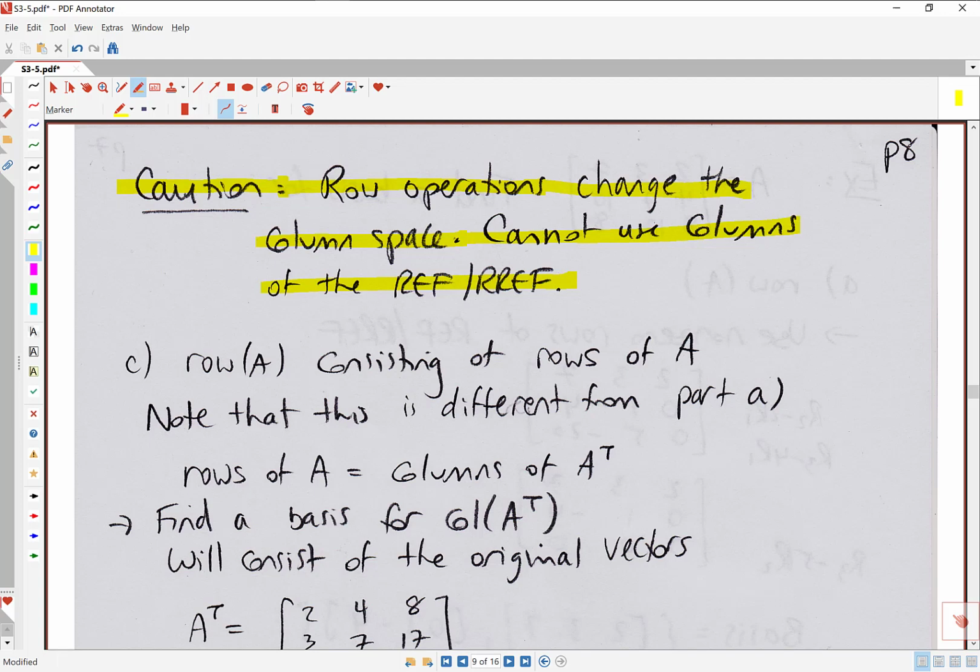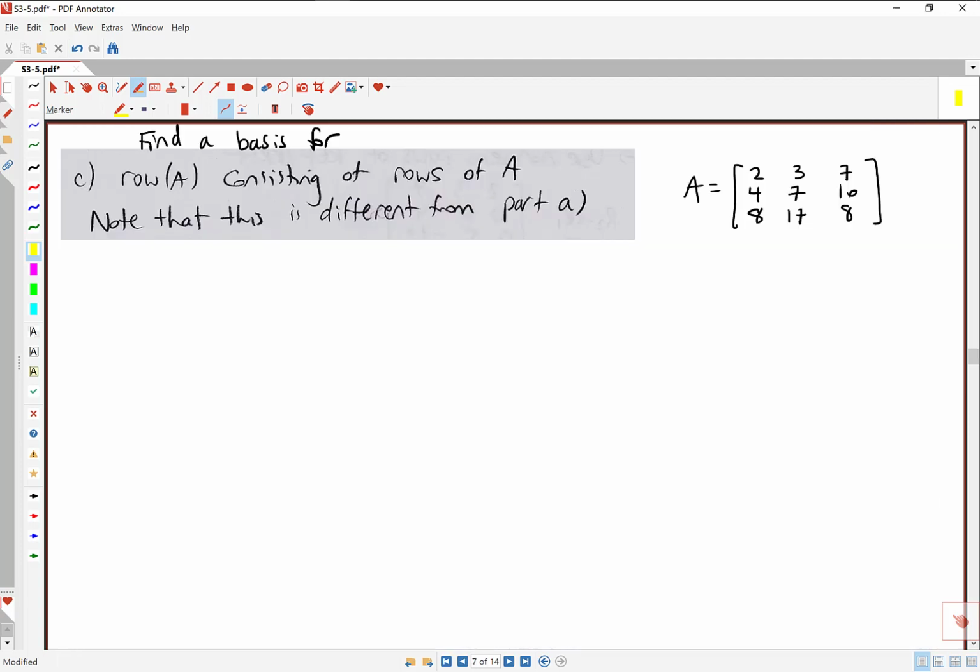No, you can't do that because unfortunately row operations really extensively change the information that's in the columns of a matrix. So part C, we want to find a basis for the row space of A consisting of rows of A. And I've written the matrix A over on the right side here just for our reference.